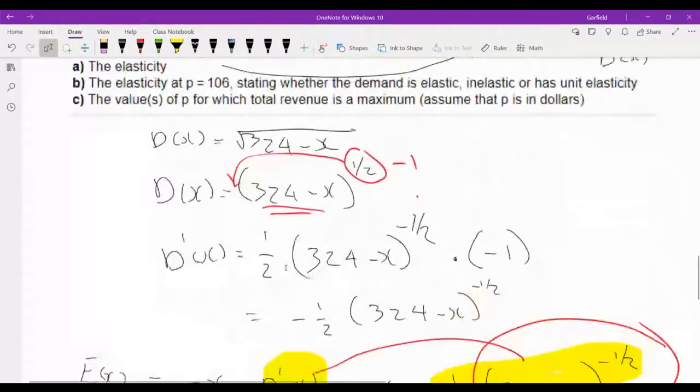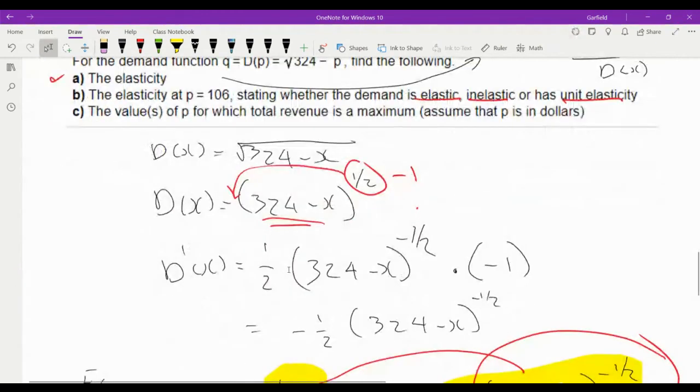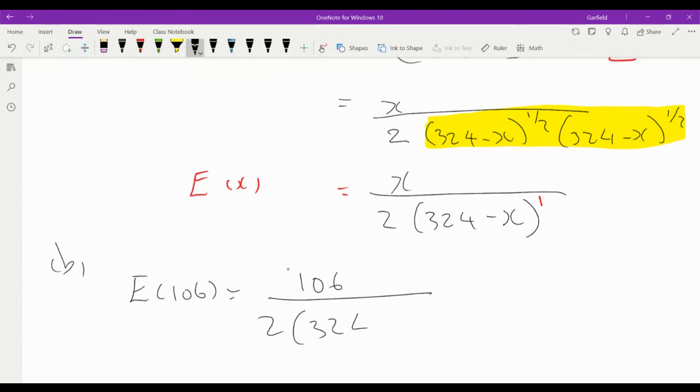All right, let's look at part B. Part B says find elasticity when P is equal to 106 and state whether it's elastic, inelastic, or unit elasticity. So we're going to plug 106 into this problem. For part B, we're going to do E of 106, which is 106 over 2 times 324 minus 106.